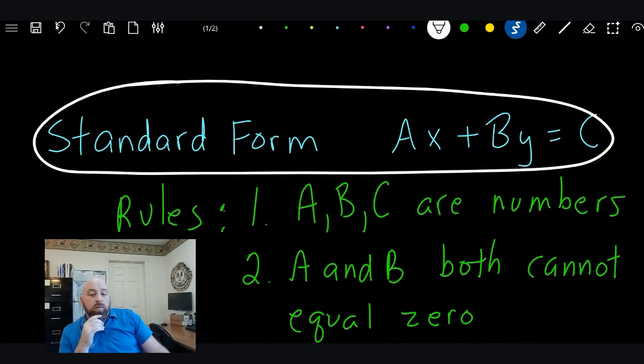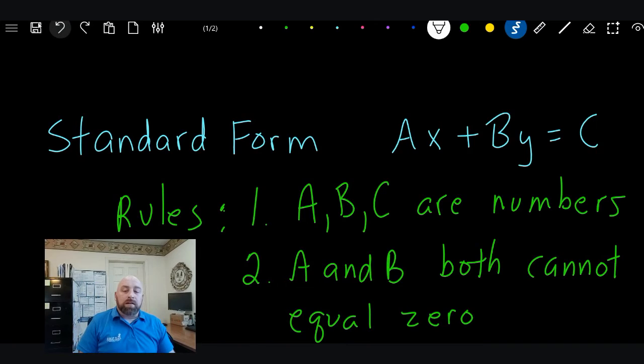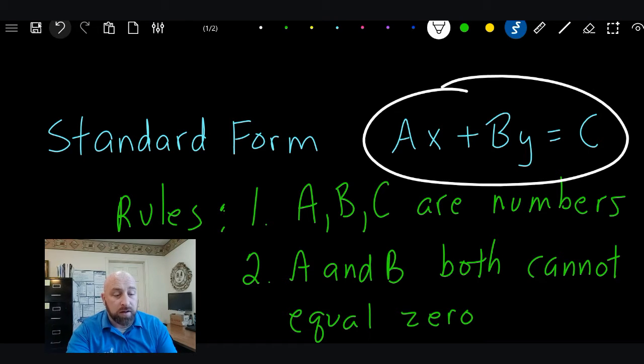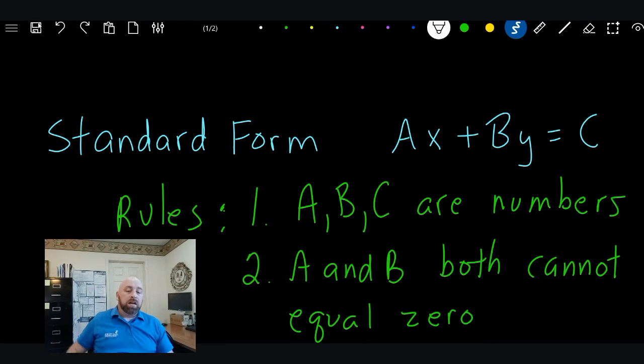Now, standard form is the standard way, or the best way, you could say, to write these if you're looking for the intercepts. It's called standard form. You need to know that. You need to memorize this right here. That's important. Now, there are some rules for standard form, and here are the rules.